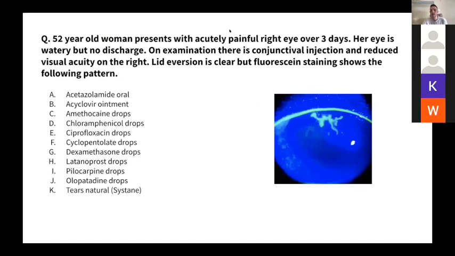So this should be a spot diagnosis. So feel free to say in your message as well what this is, and then what the answer would be.